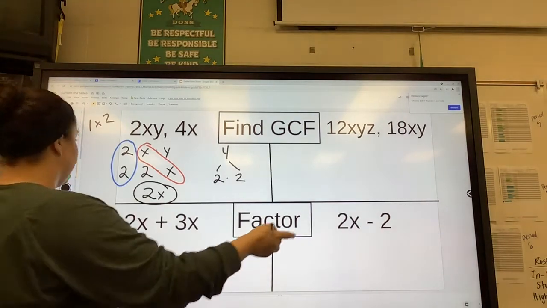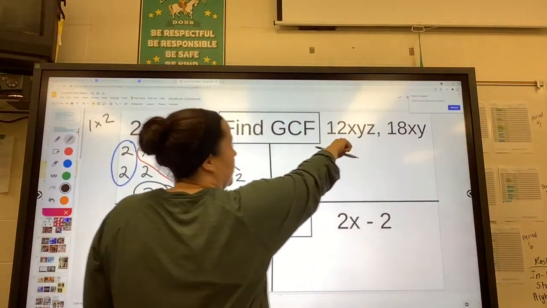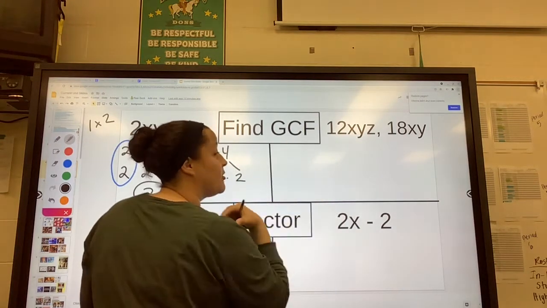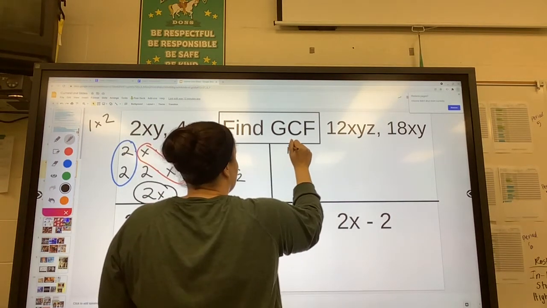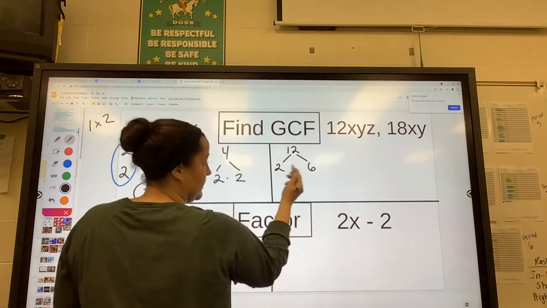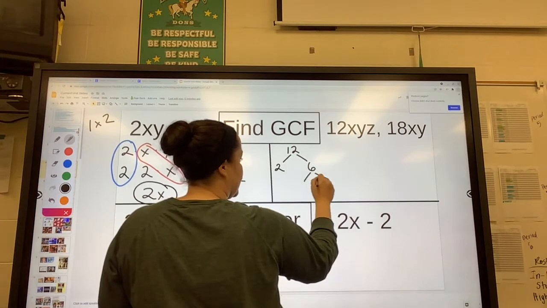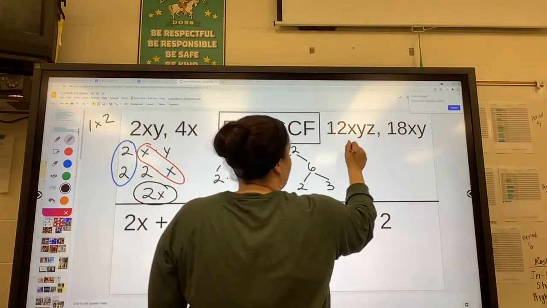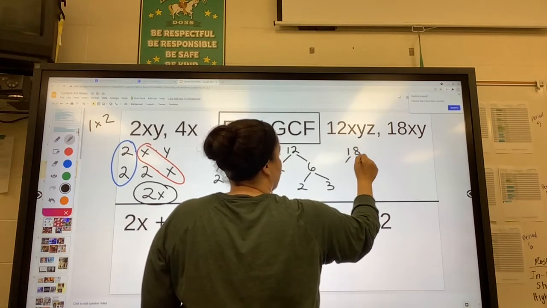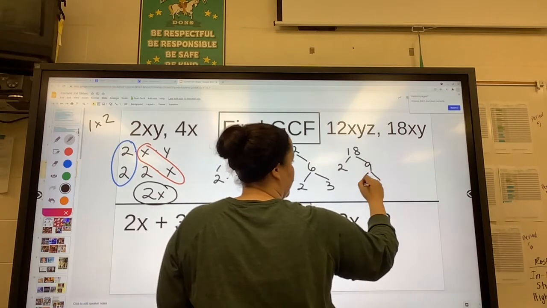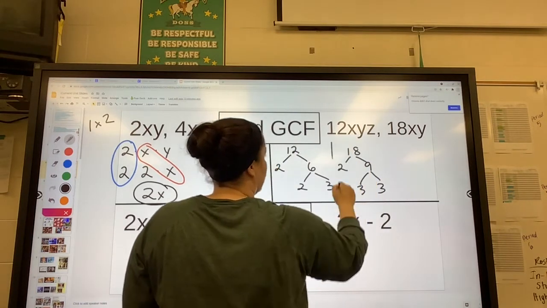And the second example over here, I'm going to factor out each of these. So I'm just going to factor the numbers. The variables is pretty easy, but the numbers, 12, 2 times 6, right? 6 is 2 times 3, so 2, 2, and 3. 18 is 2 times 9, and that would be 3 and 3, okay?